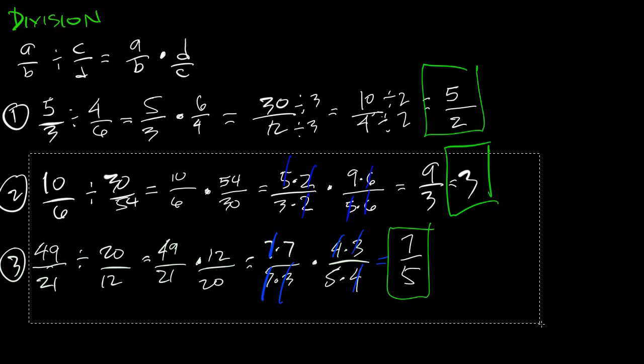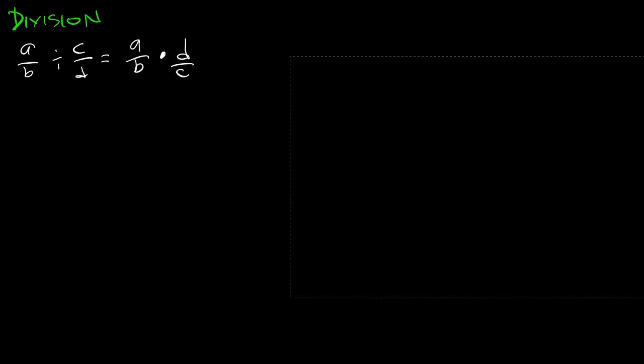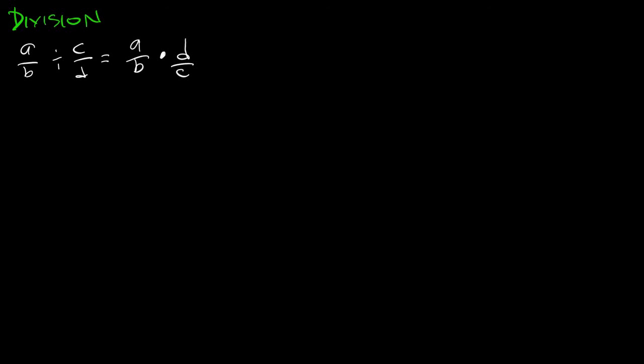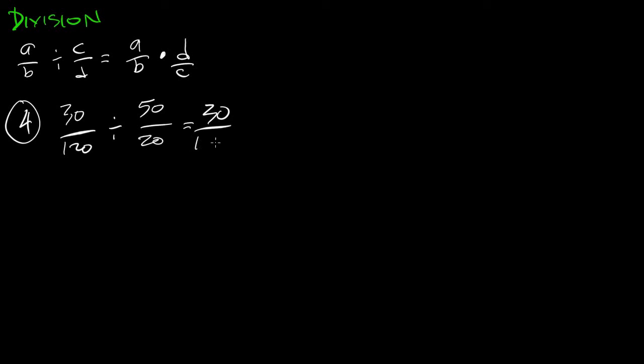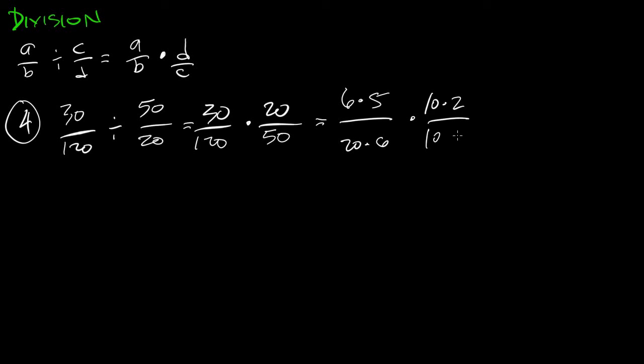And then, last example natin. 30 over 120 divided by 50 over 20. Ang mangyayari niyan, kopyahin nyo lang ulit ito. And then, multiply nyo. Tapos, flip nyo tong dalawa. Again, 20 over 50. Okay. So, what is factor for 30? We have 6 times 5. So, 120, we have 20 times 6. Dito naman sa 20, we have 10 times 2. Sa 50, we have 10 times 5.